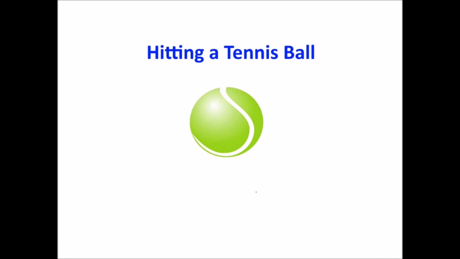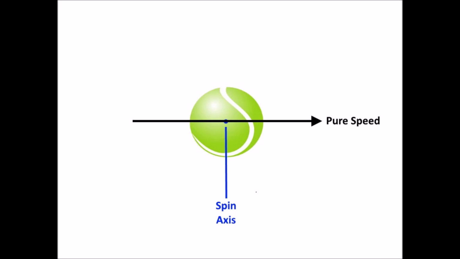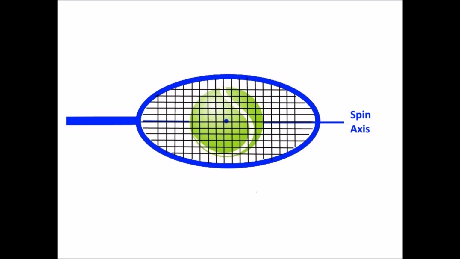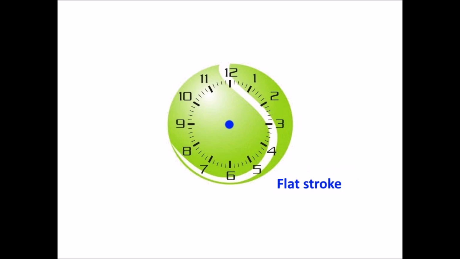You can hit a tennis ball in different ways. You can hit it totally flat and without any spin. In this case, your racket must hit the ball centrically, in the center of mass. If you use the analogy of a clock, you hit the ball exactly in the center of the dial.